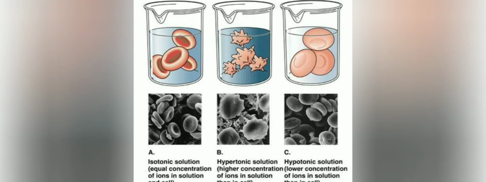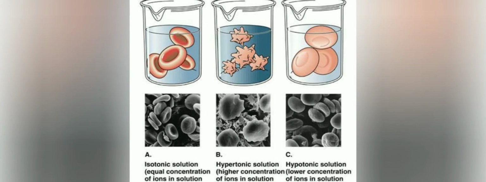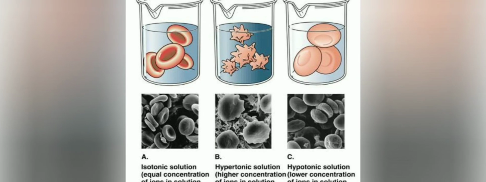Now let us see some examples. Unicellular freshwater organisms and most plant cells tend to gain water through osmosis. Absorption of water by plant roots is also an example of osmosis. I know you know the example of osmosis now.